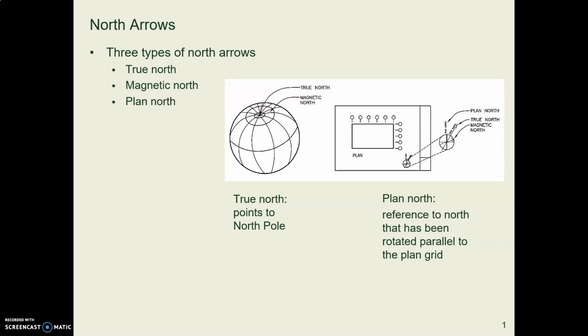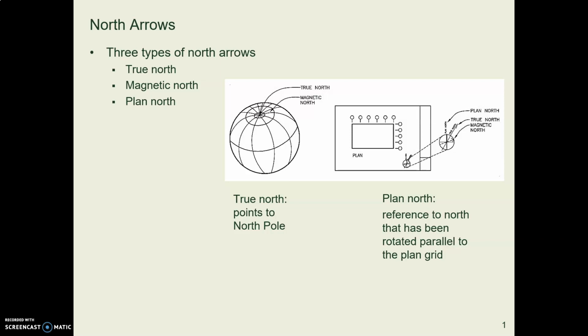And magnetic north is changing all the time because inside the Earth is a molten iron core. That's what generates our magnetic field. And that iron core is sloshing around because it's kind of liquidy, plasticky. And so that magnetic north pole is constantly on the move. So we don't usually put that on an architectural plan.